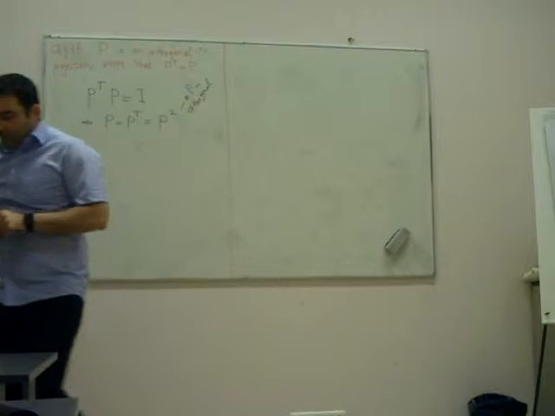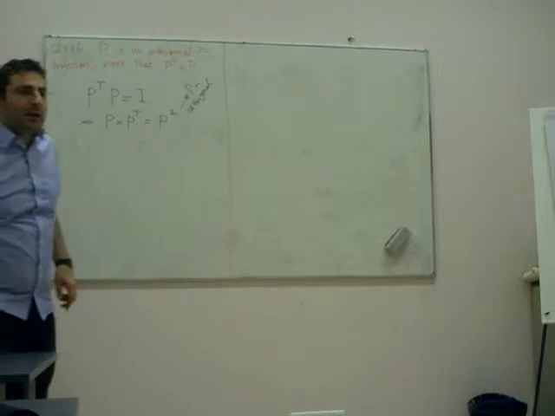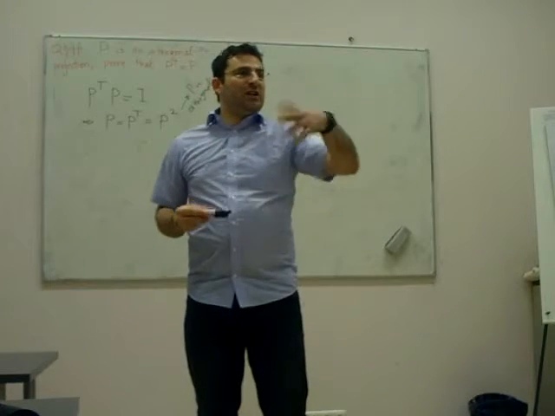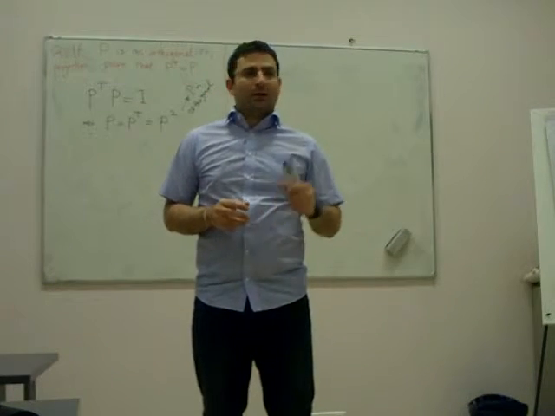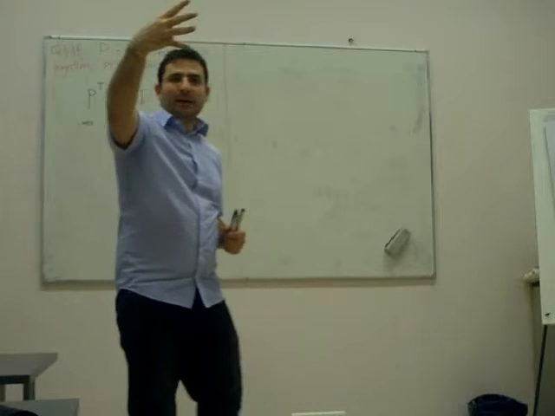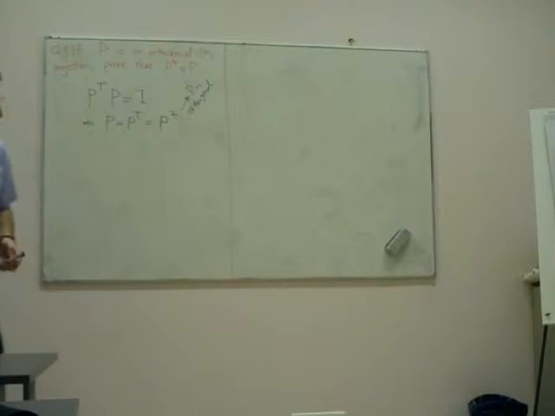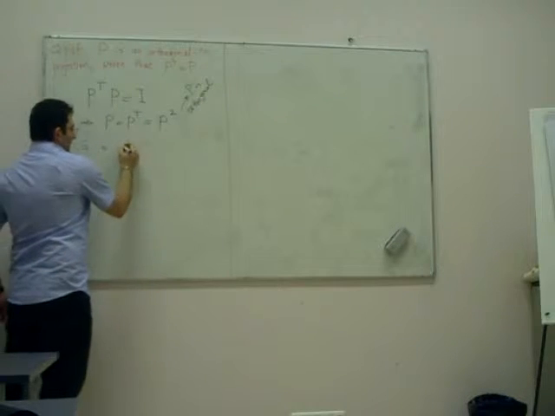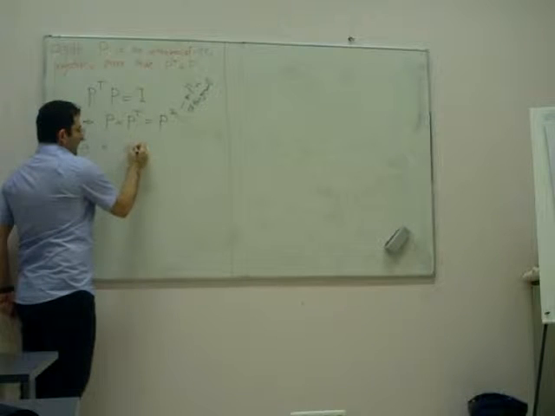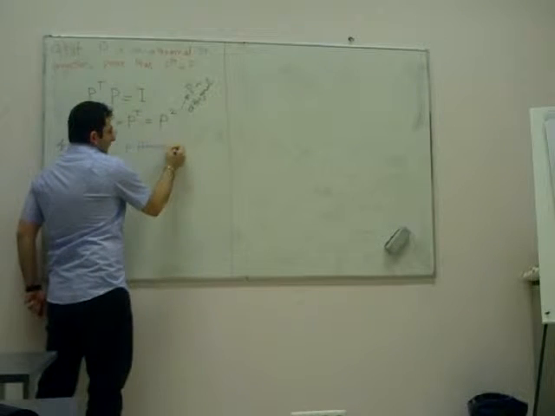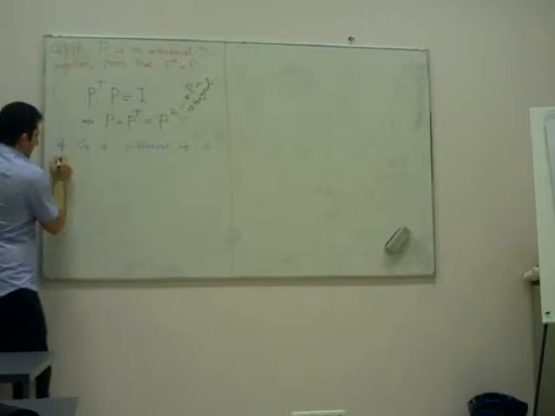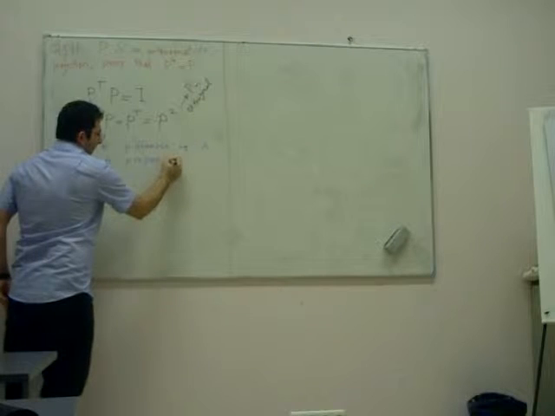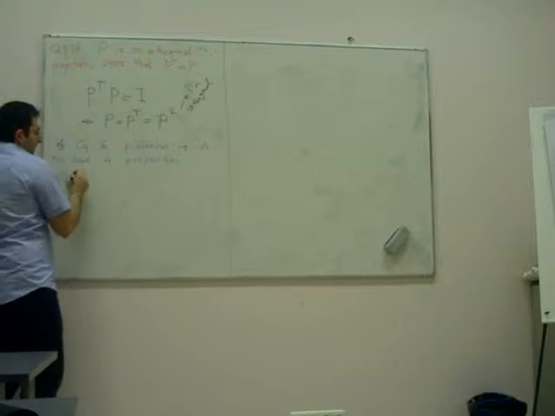Now, if you remember in chapter 4 when we were talking about the pseudo-inverse, we said that if G is the pseudo-inverse of A, in order to prove it, there are 4 properties. We have to check all 4 properties.